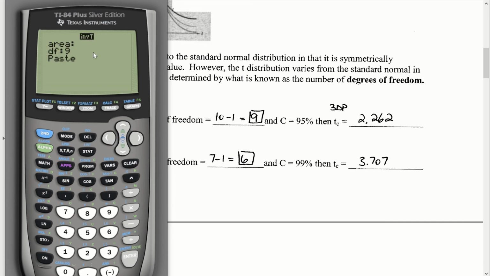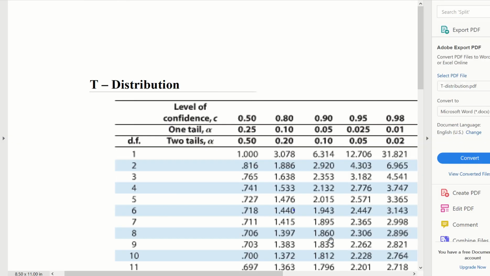The tail area in this case would be 1 minus 0.99, which would be 0.01 divided by 2, which would be 0.005. 6 degrees of freedom. Go ahead and hit enter, and this should produce a T critical value of 3.707.